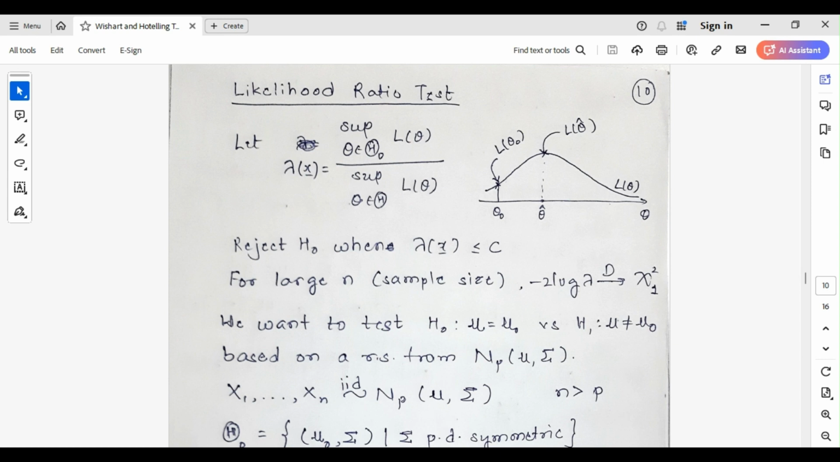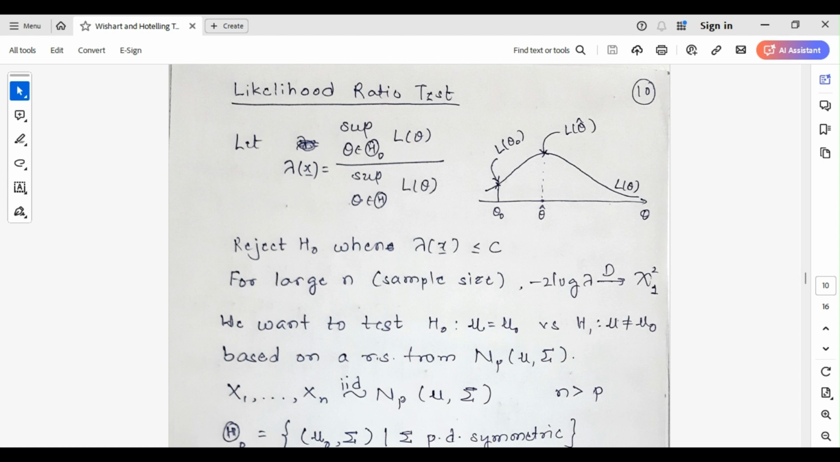So now, based on this test statistic, how do we decide when to accept the null hypothesis and when to reject the null hypothesis? If the null hypothesis is the true hypothesis, then it will get supported by the likelihood function as well. So what do we mean by supported by likelihood function? If the null hypothesis is a true hypothesis, then the likelihood function will reach its maximum in the portion of the parameter space specified by the null hypothesis with a greater possibility.